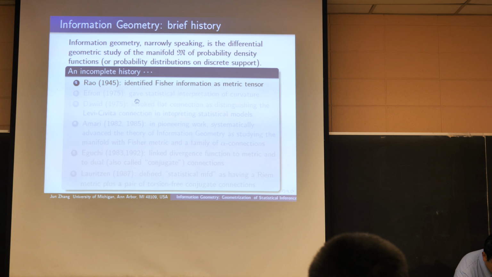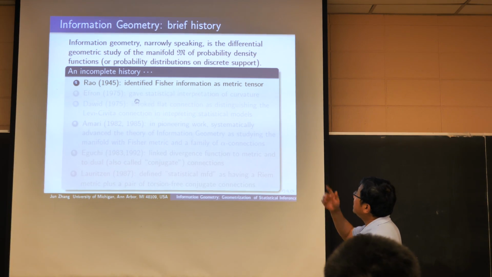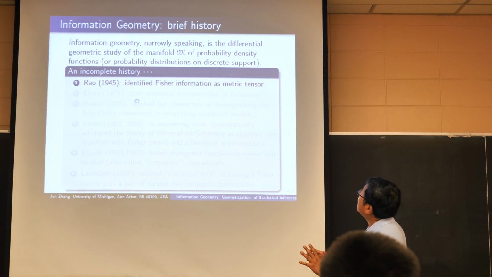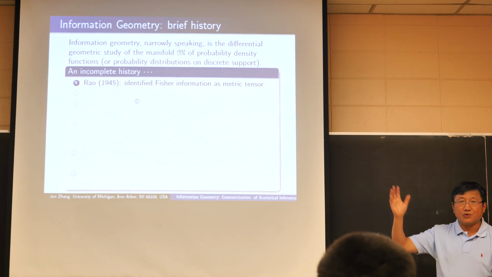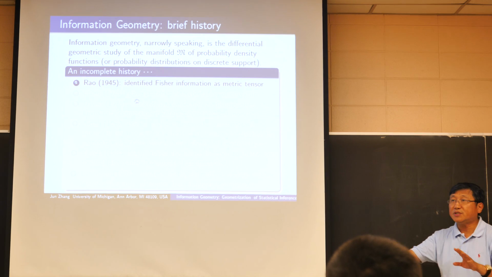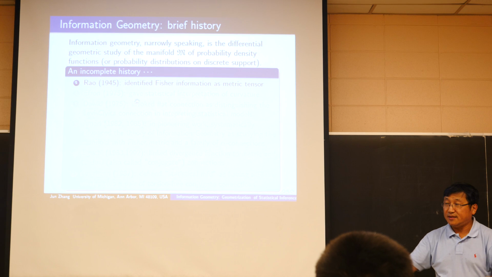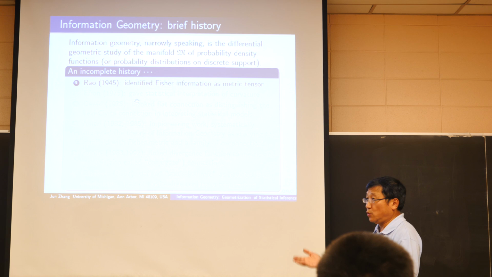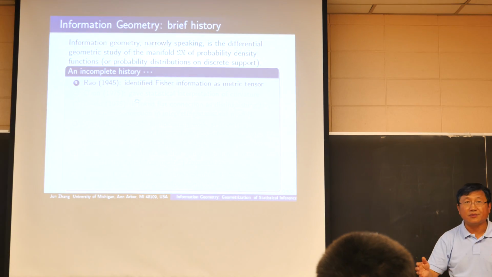Now, a quick survey of information geometry. Information geometry, narrowly speaking, is a differential geometric study of the manifold of parametric probability distributions with a given support. So we always start with a given support. We look at all probability distributions on that support, the family of all the distributions, and in particular the parametric ones. We can use the parameters as natural charts on this manifold.